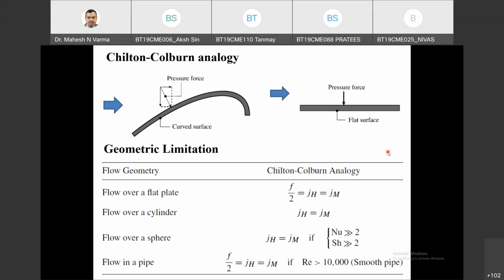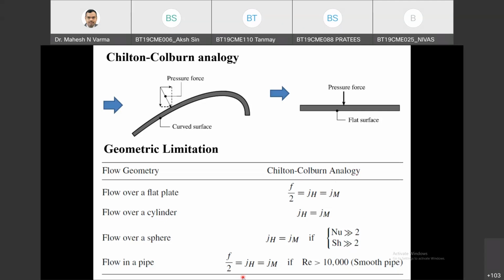Likewise, there are so many analogies, but the Chilton-Colburn analogy is widely used in chemical engineering, and in engineering generally, for most cases, because it covers a wide range. First of all, it covers a Prandtl number from 0.6 to 60 and a Schmidt number from 0.6 to 3000, and it also covers the geometric limitations. So almost 80% of your problems can be solved using the Chilton-Colburn analogy, within the physical limitations of parameters in most engineering problems. That is why it is widely used in many cases.